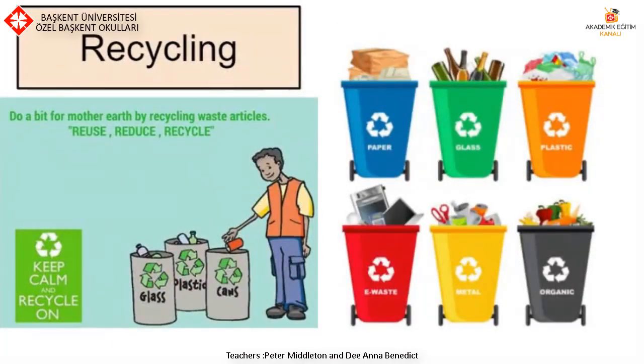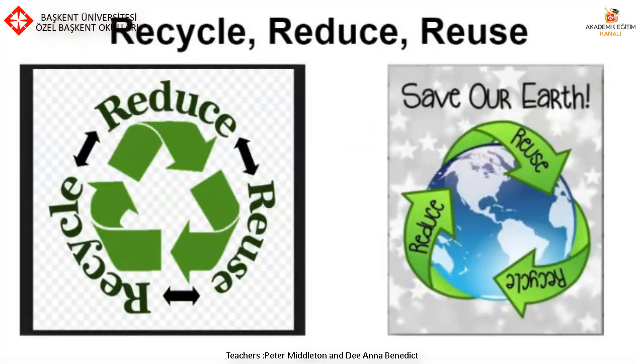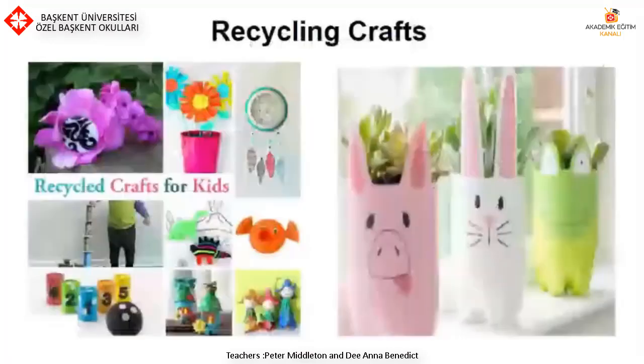We can start to recycle. Look at the man who's recycling. And usually you have different colors for your recycling. There's paper, glass, plastic, electronic waste, metal, and organic waste in these bins. Do you recycle? How could you recycle? And you can see that we can reuse, reduce, and recycle. Here, if we reduce, reuse, and recycle, we can save our Earth.